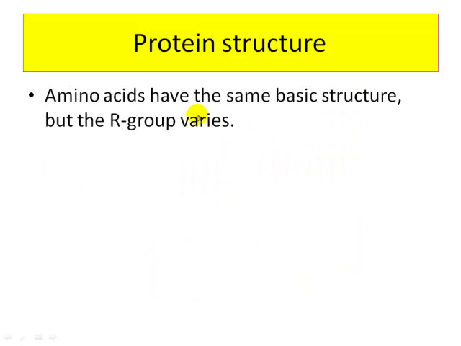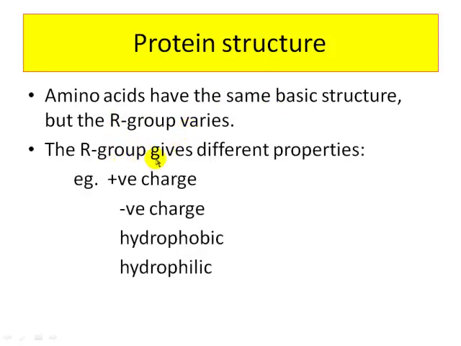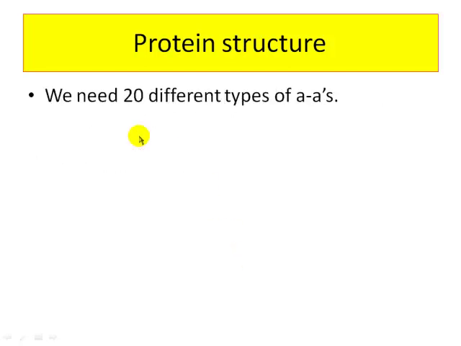Now all amino acids, as I said, have the same basic structure. That's the amino group, the carboxylic acid group, but it's the R group that varies. Now the R group gives different properties to each individual amino acid. It can change the charge. It can make the amino acid hydrophobic. Hydrophobic means basically water hating, or it can be hydrophilic, which means water loving. So these are all properties that are given by whatever that R group happens to be.